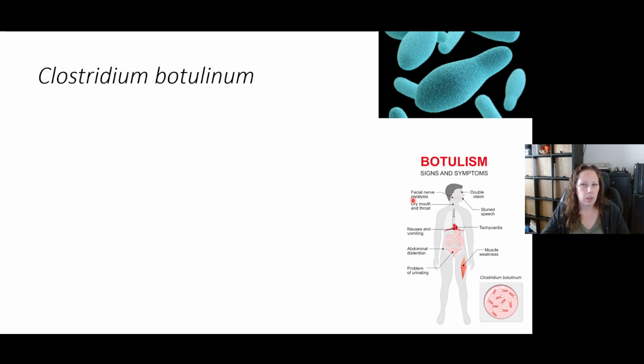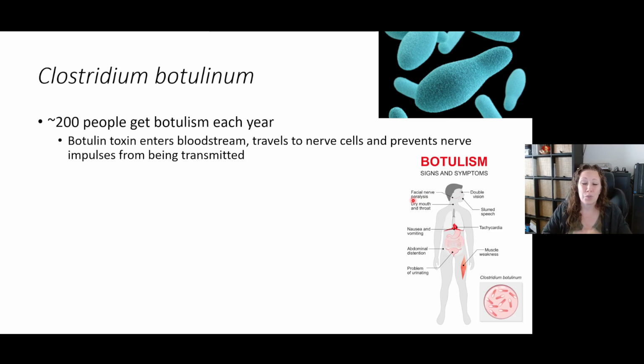Clostridium botulinum. So a significantly lower number of people are affected by this each year. Only about 200 people get botulism each year. And this one is caused by ingesting the toxin in general. There is an exception, which we'll go over. So that you consume the toxin. So the bacteria have already grown and produced a toxin in the food source. You consume the toxin, that enters the bloodstream. The toxin travels to your nerve cells, and it prevents nerve impulses from being transmitted.